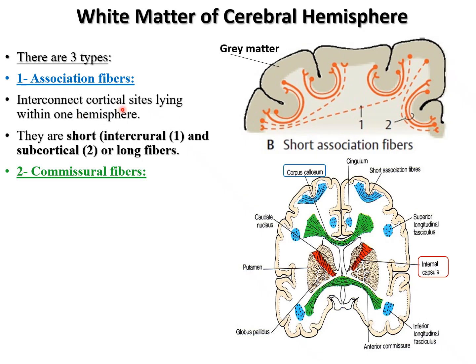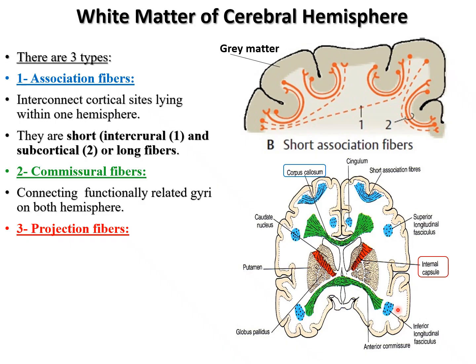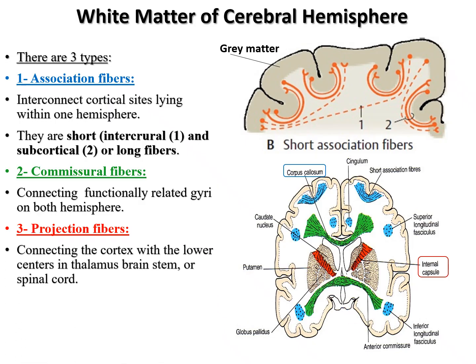The second type of white fibers is commissural fibers, which are green in color here, like the corpus callosum, for example, which connects the two cerebral hemispheres together. The third type, which is red in color here, we call projection fibers, which connect the cerebrum with the brainstem and spinal cord. This projection fiber could be ascending or descending. Ascending means sensory, descending means motor.